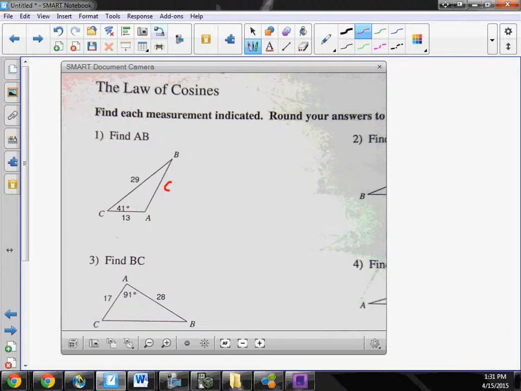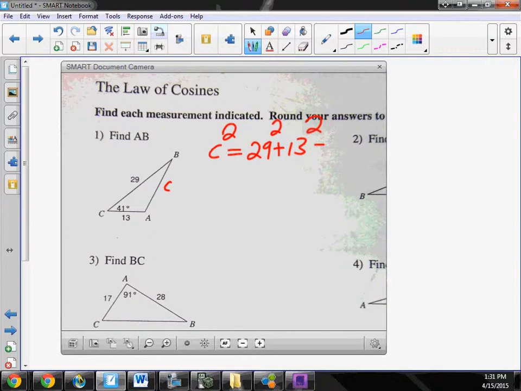Do I want the a squared or the b squared or the c squared equation? C squared. How come? Because the only angle we have is angle C. And in the c squared equation, angle C is listed. In the a squared equation, A is listed, and in the b squared, B is listed. So, in this case, c squared equals a squared, which is, does it matter if I do 13 or 29? No. So you can either do 29 squared plus 13 squared, or 13 squared plus 29 squared, doesn't matter.